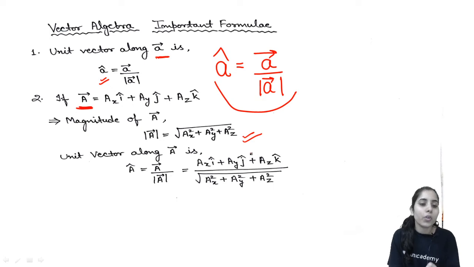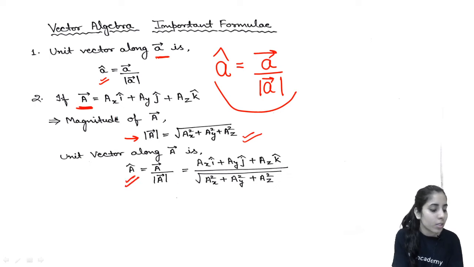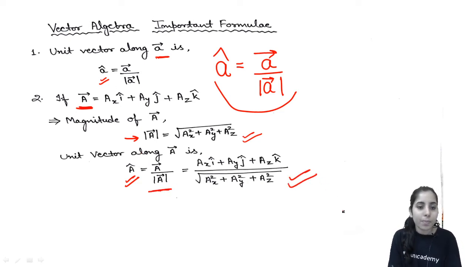That's magnitude of vector A will be equal to square root AX square plus AY square plus AZ square. Clear? So that's how we find the magnitude. And if we want to find the unit vector for this vector A, we can simply write it as vector A upon magnitude of vector A, and that's how we have written it here.